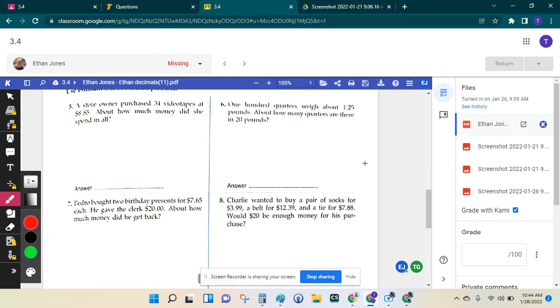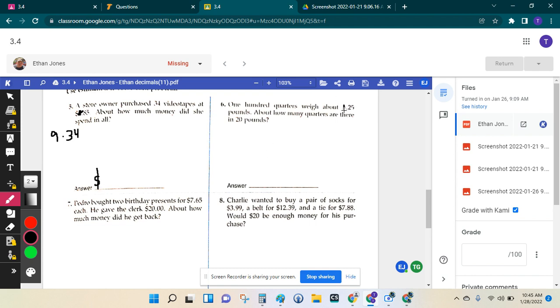Alright, and then down here on this part, there were 34 videotapes, and they were $8.85. You can't see that real good, but $8.85 would round to 9, right? And then you got 34 tapes, so 9 times 34, how much money did they spend in all? Make sure you put your dollar sign.